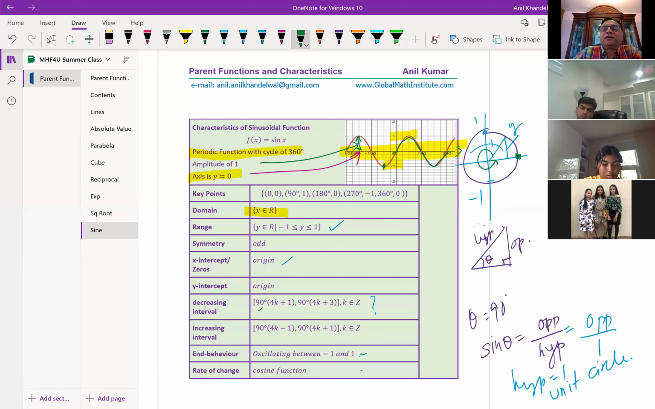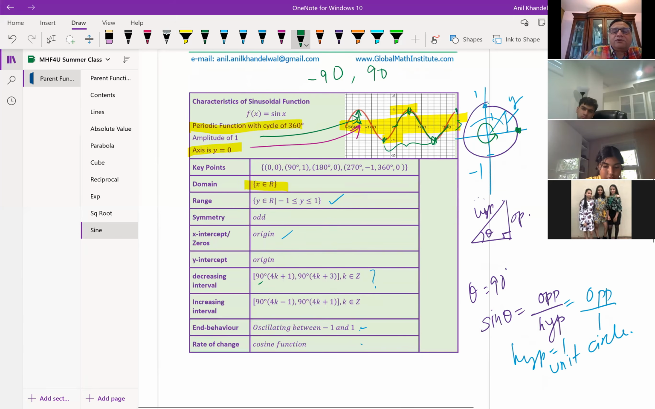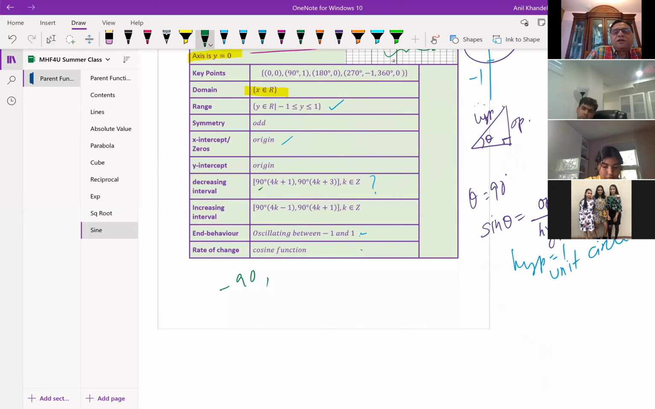Okay. Now, what is the interval for increasing? It increases from here to there. Do you see this? Now, this value is minus 90. And that value is plus 90. So it increases from minus 90 to plus 90. Again, it repeats. After one cycle of 360, again it repeats, correct? This is a periodic function. And therefore, we could add 360 to this. So we can say, well, the increasing interval is from minus 90. Let me now write it down here. From minus 90 to plus 90. That is my increasing interval.